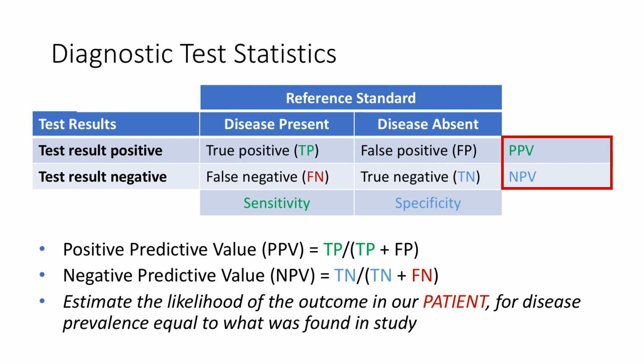Positive predictive value and negative predictive value can also be calculated using the 2x2 table, and the formulas are shown there. The positive predictive value is the chance that the patient testing positive for the disease actually has the disease, and the negative predictive value is the chance that the patient testing negative does not have the disease. Keep in mind that when you're evaluating the positive and negative predictive value, this estimates the likelihood of the outcome in your particular patient for that disease prevalence that was found in the study from which this data arose.